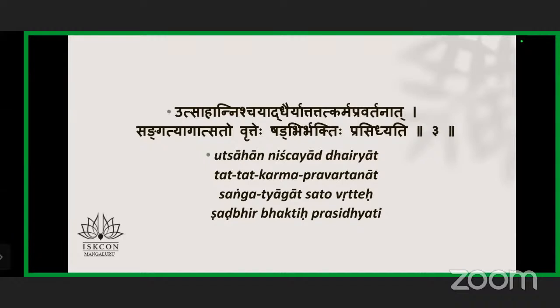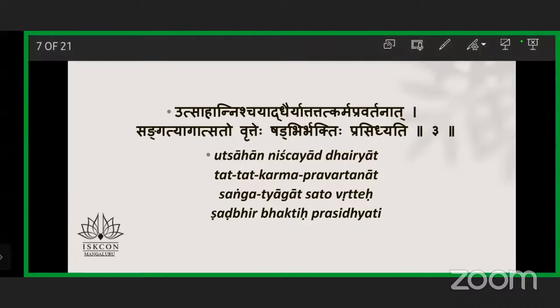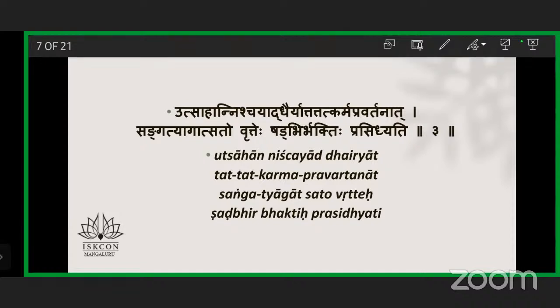If you do these 6 things properly in your life in devotional service, then you will go forward in devotional service. So these things: utsaha nishchaya dhairya tat karma pravartanat sangatyaga sato vritte shadbhir bhaktir prasidyati. I'm repeating this again and again so that you can come to know how it is pronounced. So what is the meaning of it? Let's see.